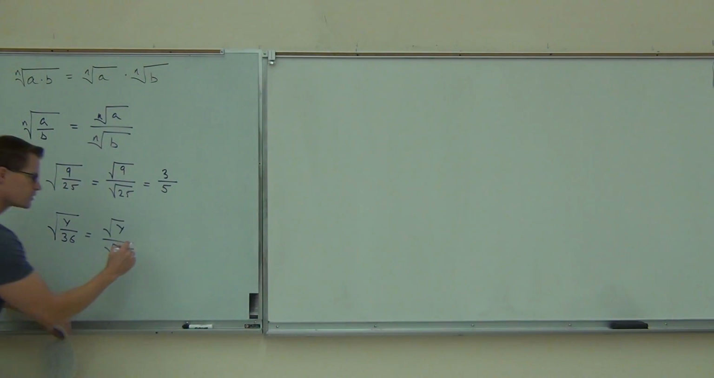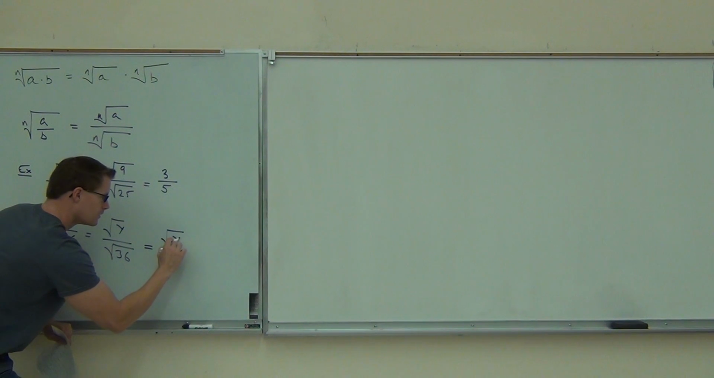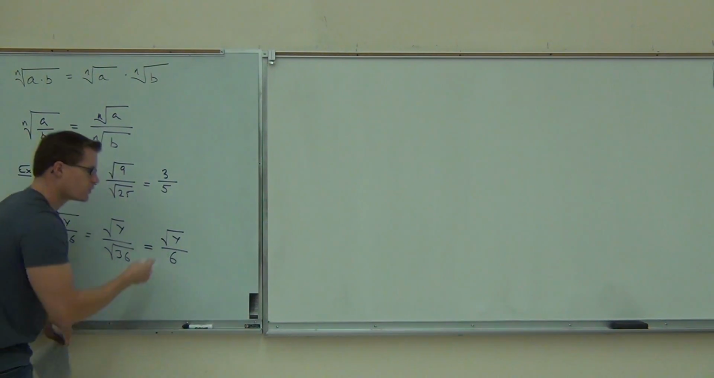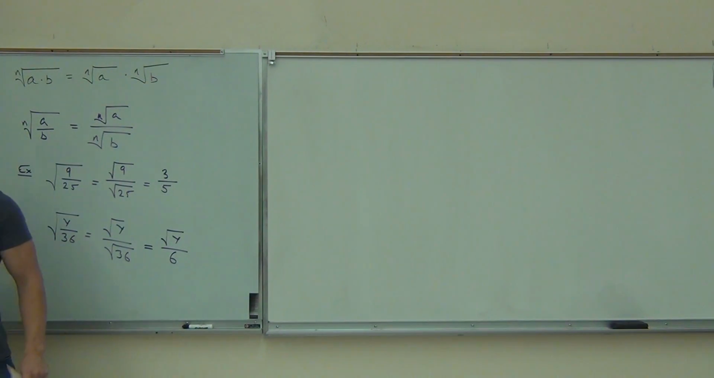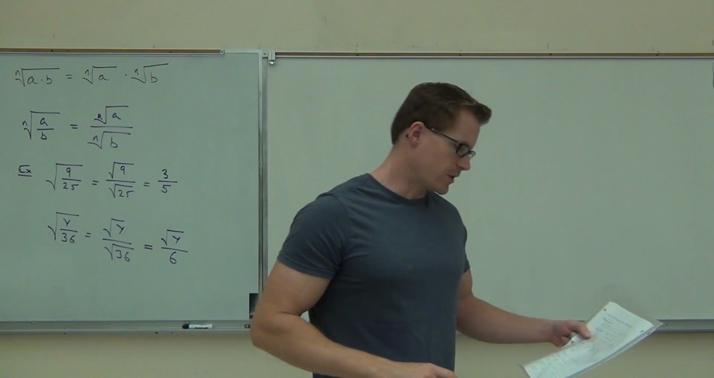Which one, what are we going to have when we simplify the square root of y over the square root of 36? Square root of y over 6. Good, so the square root of y, nothing happens. Square root of 36 gives you 6. So in one case we have a square root, in the other case we don't. That's legal, that's okay. We can have a square root on the top or the bottom, numerator, denominator.